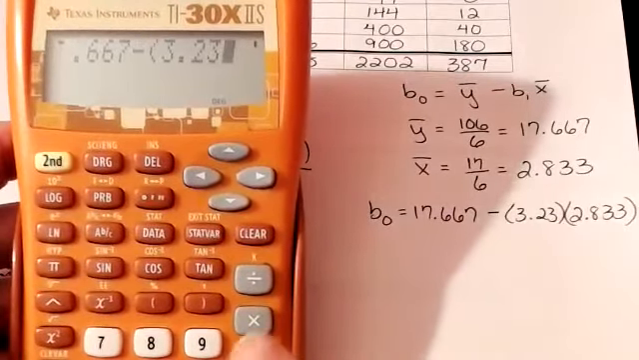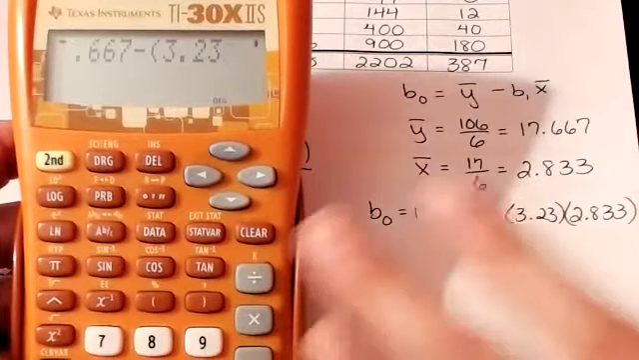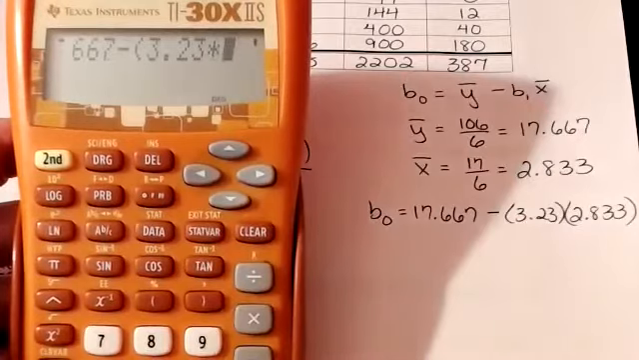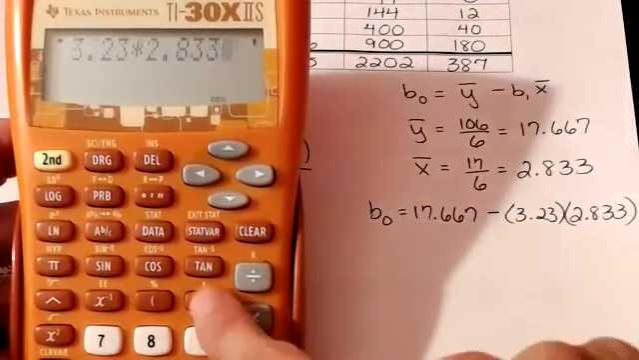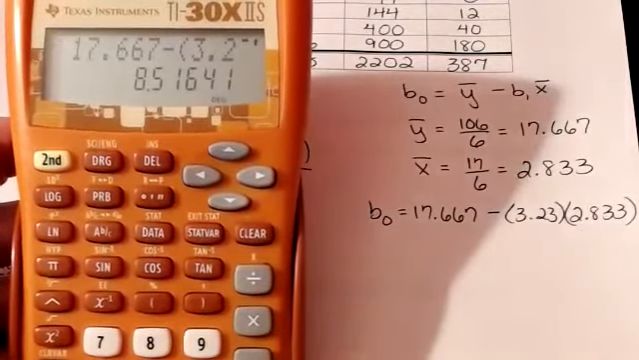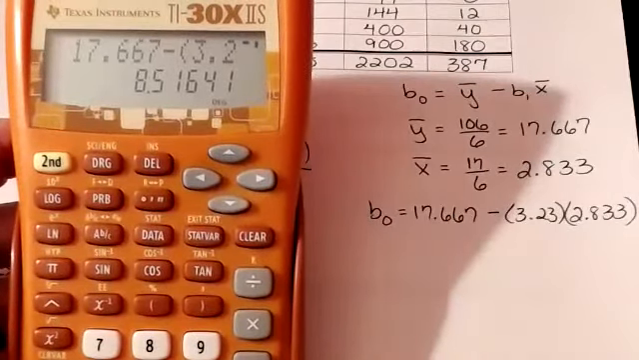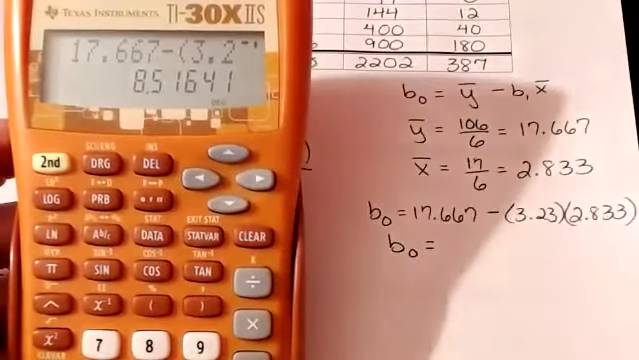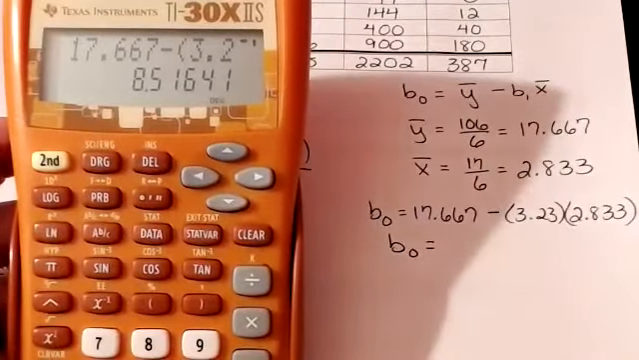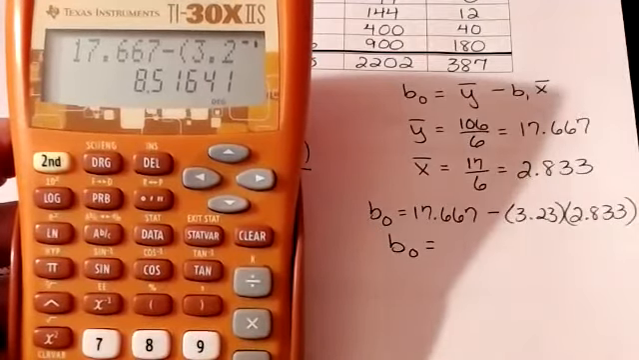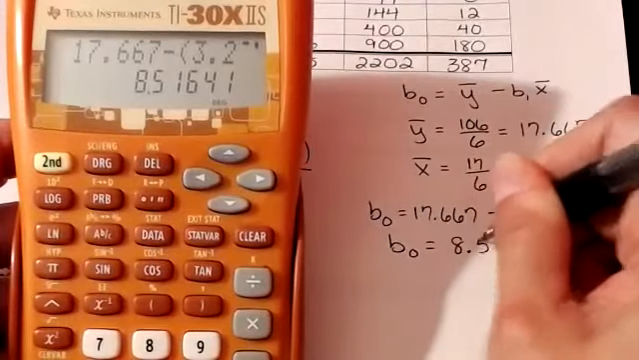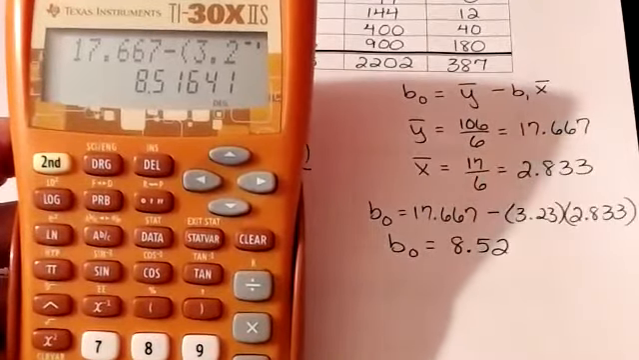I'm simply going to write 17.667 minus, and then parentheses, 3.23 times 2.833, and then I'm going to close it. So I find that my B sub 0, this is my y-intercept. I'm going to round to 2 places after the decimal to be consistent with my slope. And I'm going to say my y-intercept is 8.52.